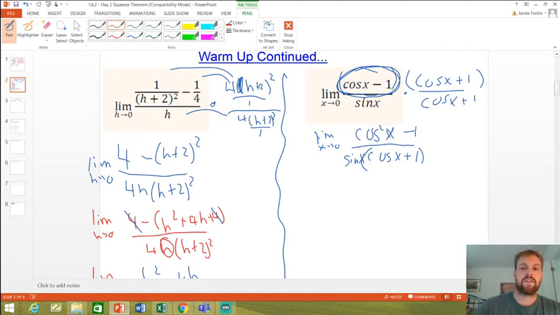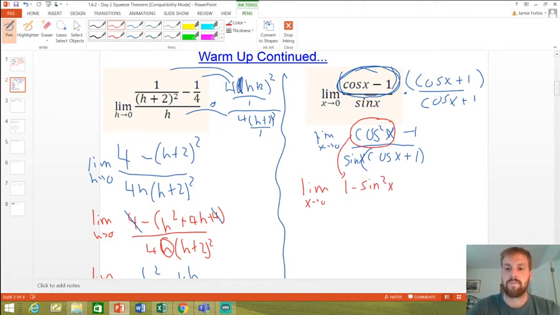But cool, the idea is we're trying to get rid of that sign, and if you notice right here, now I have cosine squared. Now maybe it would be a good idea to try the Pythagorean identity. So I could say the limit as x approaches 0, cosine squared is the same thing as 1 minus sine squared x. That is just the Pythagorean identity. Minus 1 all over sine of x times cosine of x plus 1.